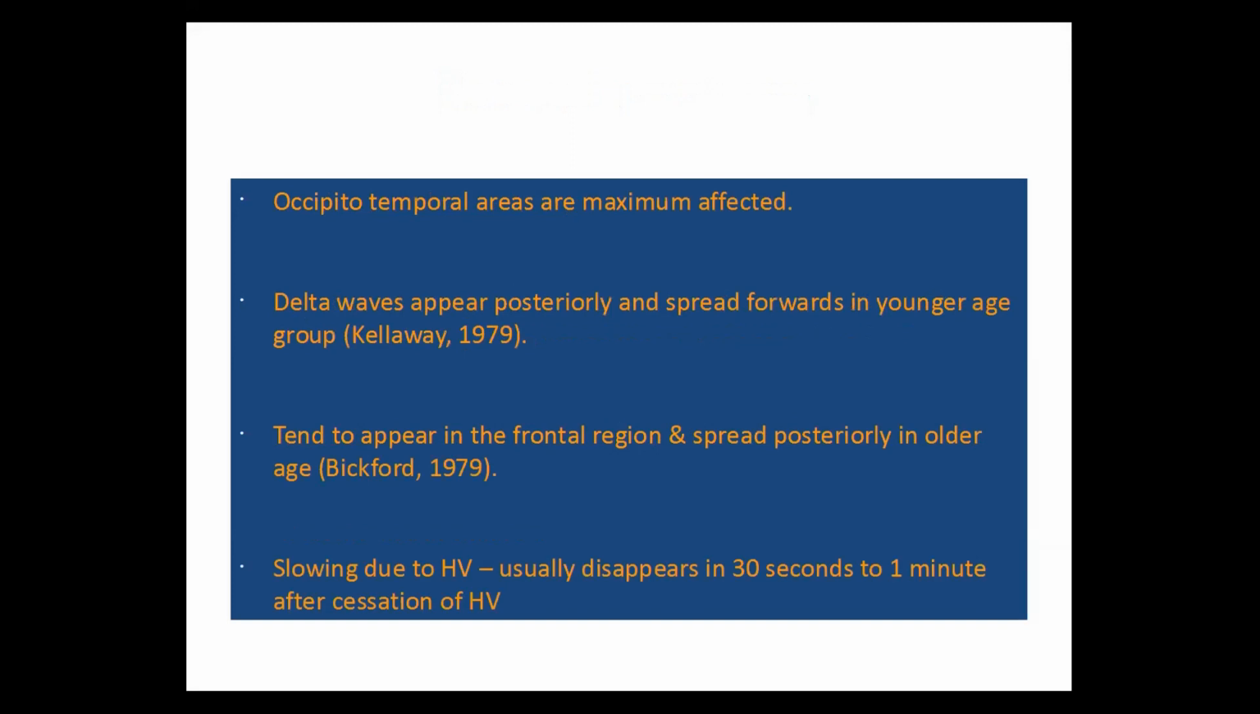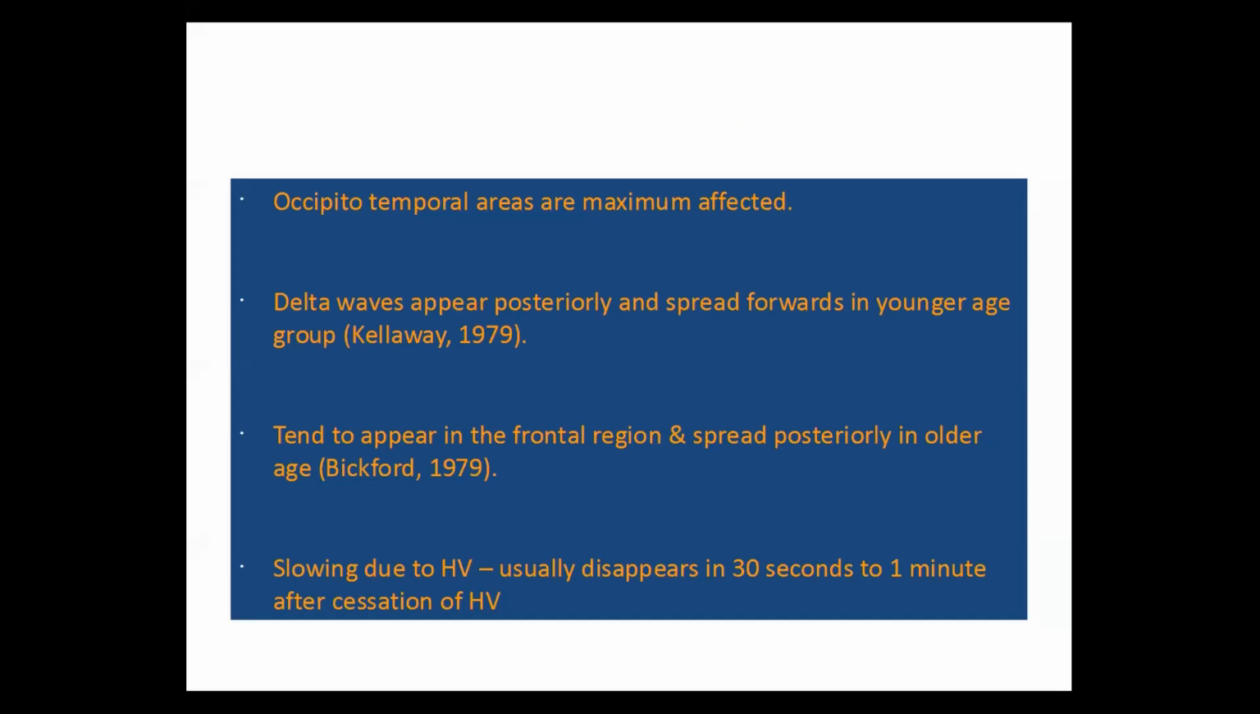Commonly the posterior areas are maximally affected, but it can also be seen anteriorly. In younger age groups, it can be seen anteriorly. It will tend to appear in the frontal region and spread posteriorly in the older age. And the slowing due to HV usually disappears, that is the most important thing. If it is due to HV, once we stop the HV, the changes will disappear in 1 minute. So that is very important, that the post HV, why we are doing it is, number one, you want to see whether the occurrence of the slow waves has stopped in 1 minute, number one.